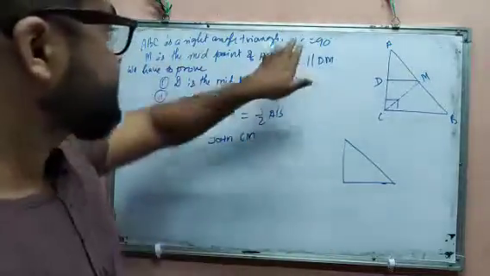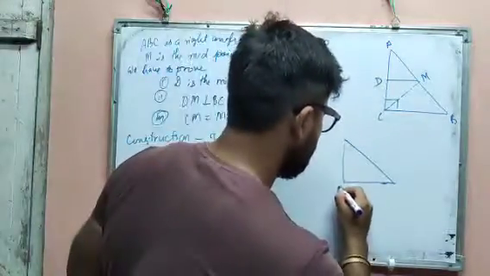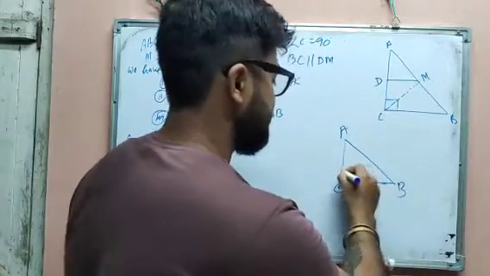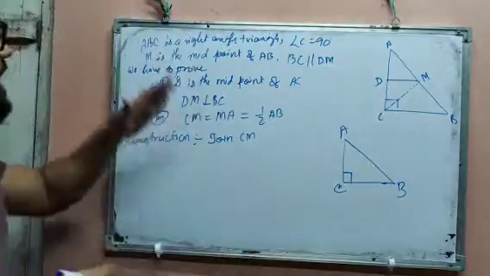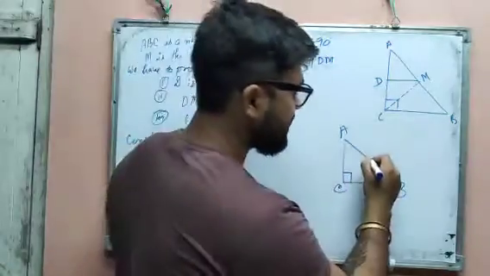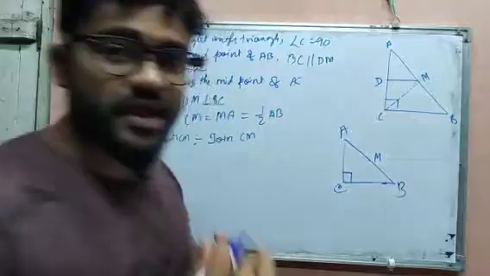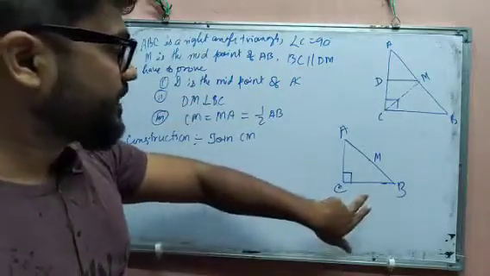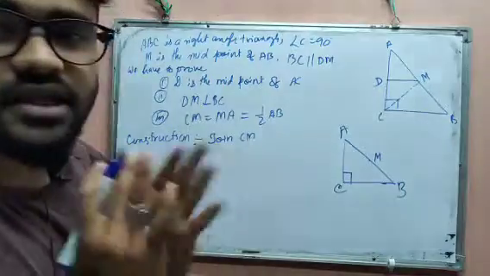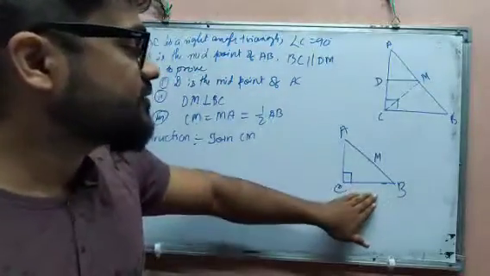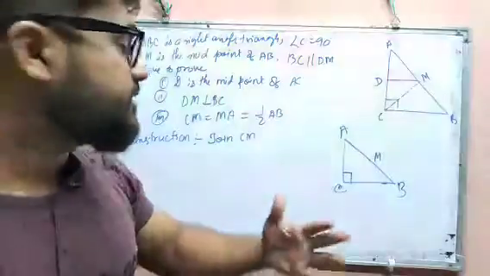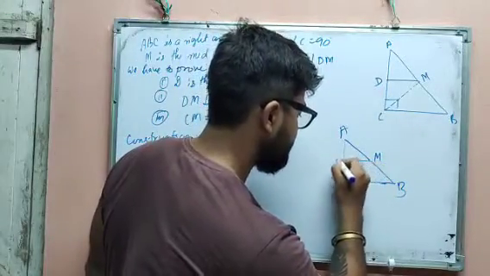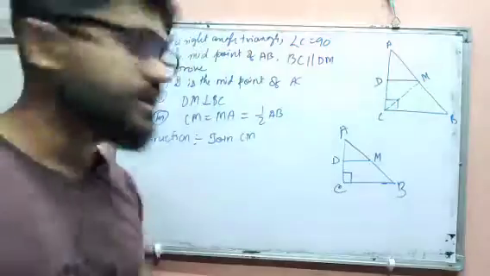It is said, angle C equals 90 degrees. So it will be ABC. Okay. Also it says M is the midpoint of AB. Here there will be a point which will be M. Then what is given? BC parallel to DM. That means there is a line which is parallel to BC and the line's name will be DM. So you have to draw a line like that. BC parallel to DM.